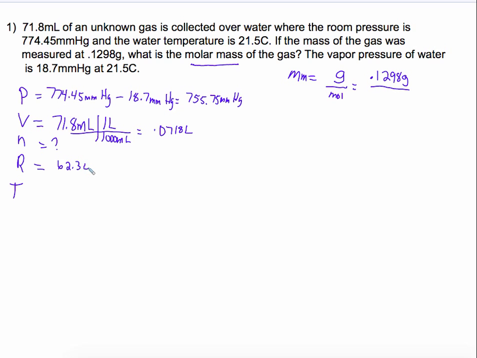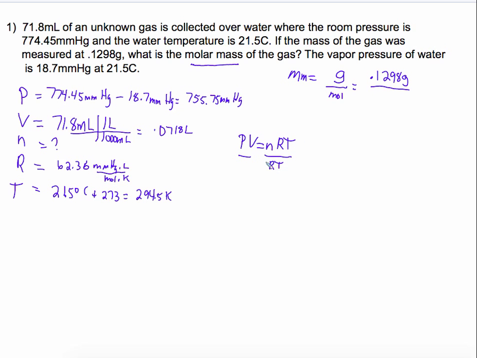Because we're working in millimeters of mercury, we have to use the R value, which is 62.36 millimeters of mercury times liters divided by moles Kelvin. That's on your gold formula sheet. So we want to match the R value to our pressure value. And then the temperature is 21.5 degrees Celsius, but we have to work in Kelvin, so you're going to add 273. If you add 273, you get 294.5 kelvins.